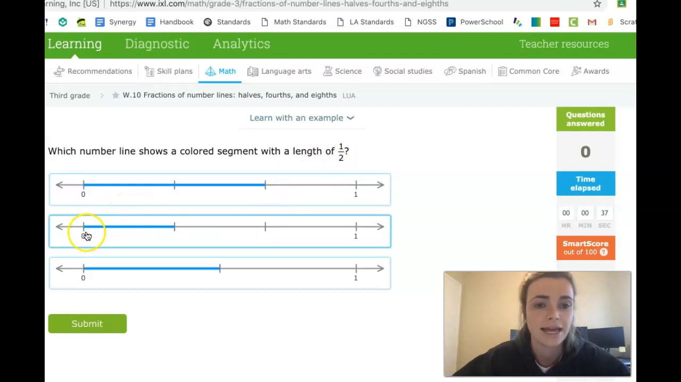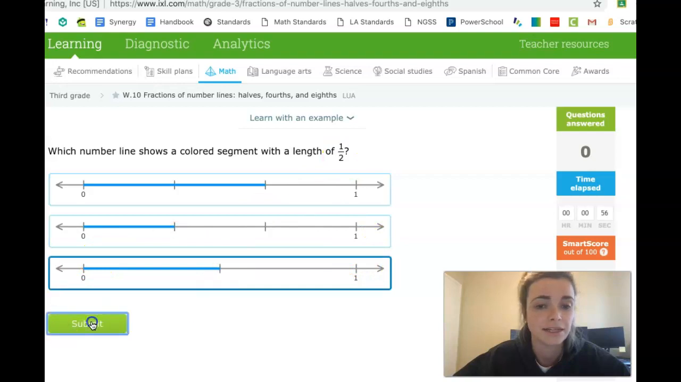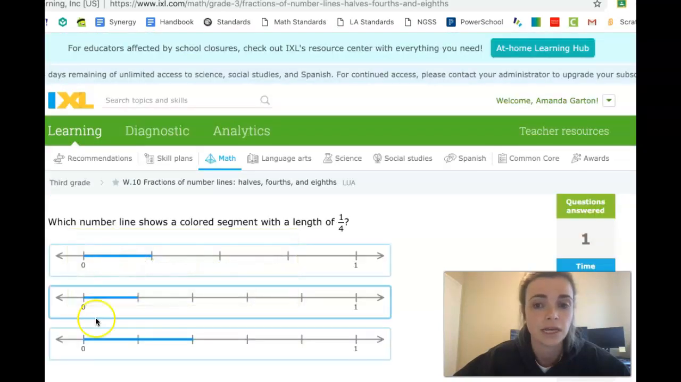My next one, I'm going to do the same thing. So I filled in 1 of my 1, 2, 3. So that's 1/3. So we have 2/3, 1/3. So I know that's not it as well. And then the last one, I have 1 jump out of 1, 2 total jumps. So that is 1/2. So I'm going to click that and submit that one.